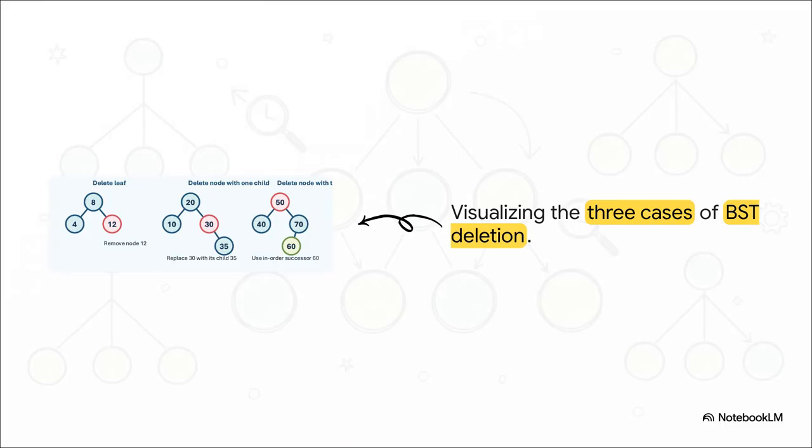Removing a leaf like 12? Easy, it just vanishes. But what if we want to delete a 30, which has a single child, 35? We literally just bypass the 30 and link the parent directly down to the 35.